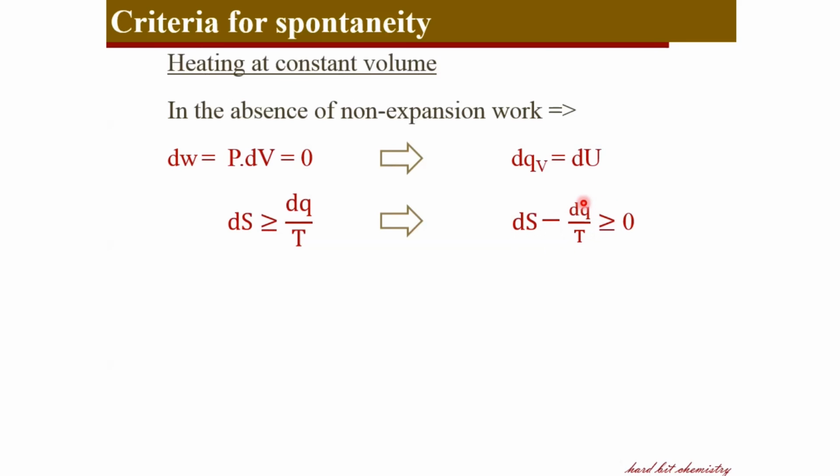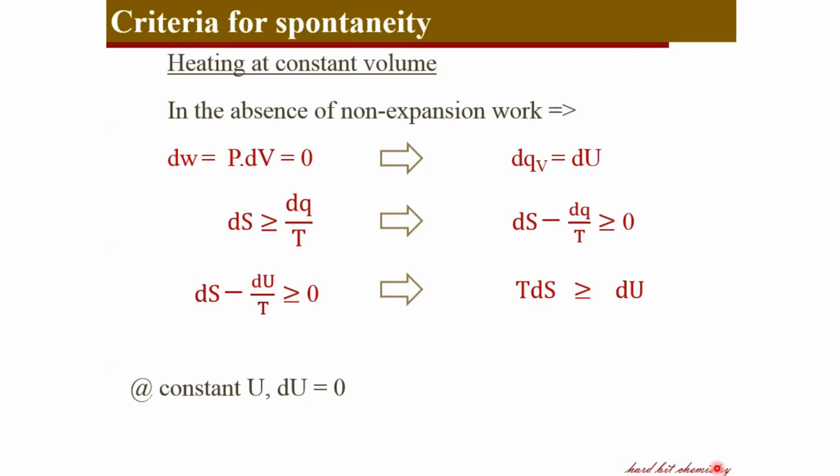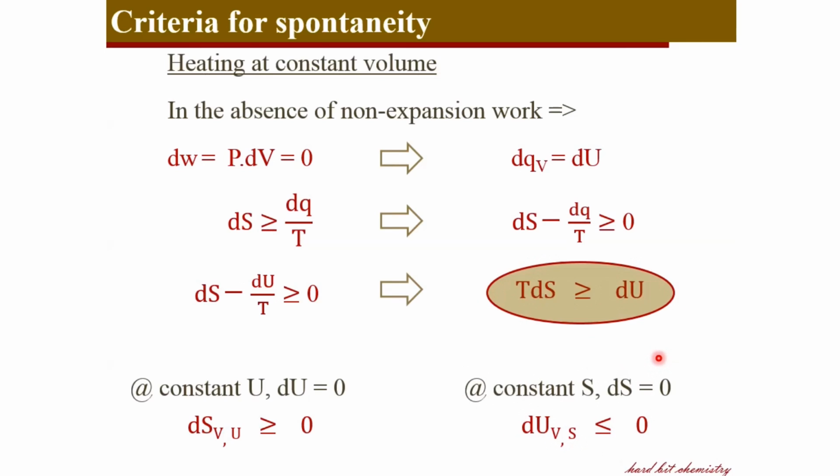Here now we are going to replace this dq in terms of the internal energy as we have done first. So we have this relation. After rearranging this, we get TdS is greater than or equal to dU. And at constant internal energy condition, we can say that TdS is greater than or equal to 0 at constant volume and internal energy. And likewise at constant entropy condition, the change in internal energy at constant volume and entropy is less than or equal to 0. And this is our source relation, that is TdS is greater than or equal to dU at constant volume, which we require for later while defining the Helmholtz free energy.